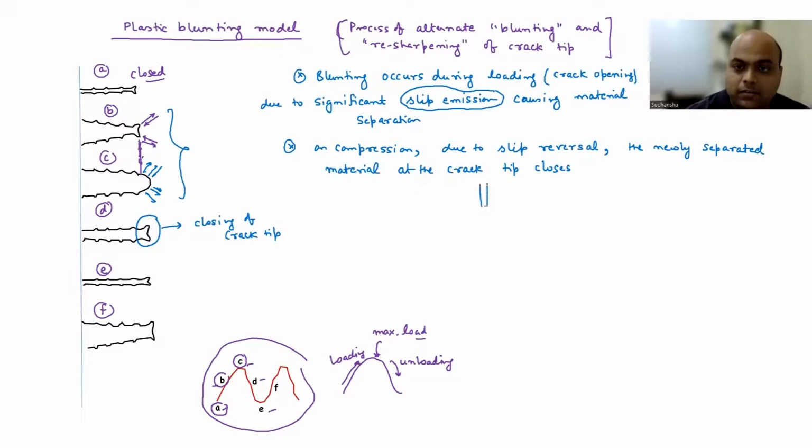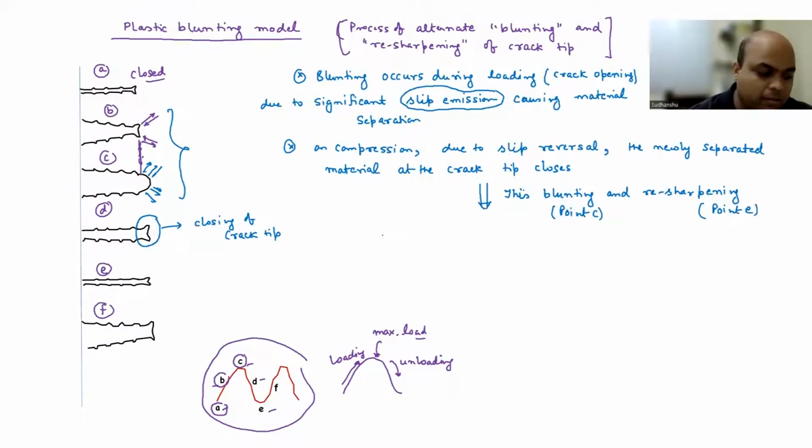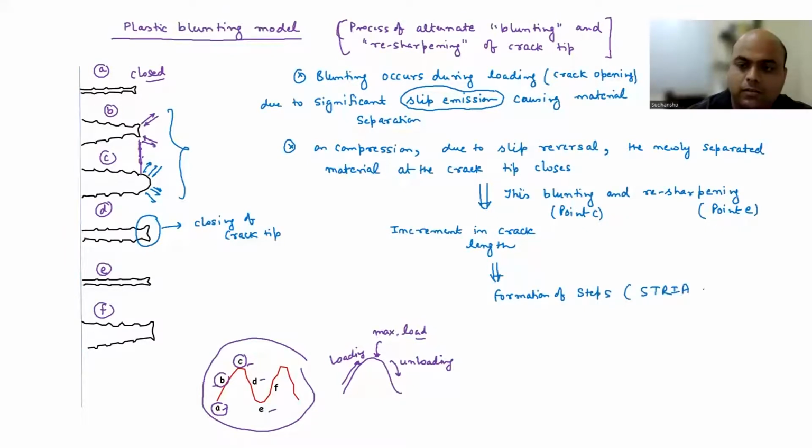Because of that, you are going to observe crack increment. So this blunting, say point C, and resharpening, point E. There is an increment in crack length. When going from point A to E, there is an increment in crack length, and that step formation is called striation.